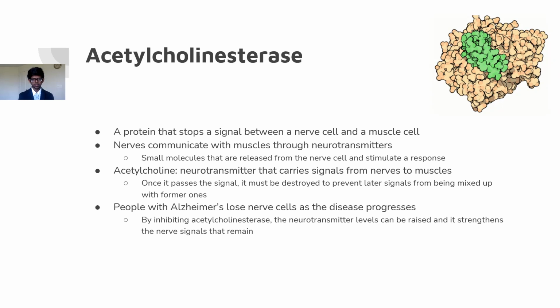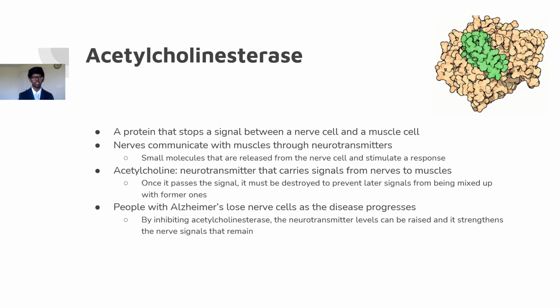In normal people, acetylcholinesterase is a protein that stops the signal between a nerve cell and a muscle cell. Basically, nerves communicate through muscles using neurotransmitters, and they can tell the muscle to either contract or loosen up and expand.